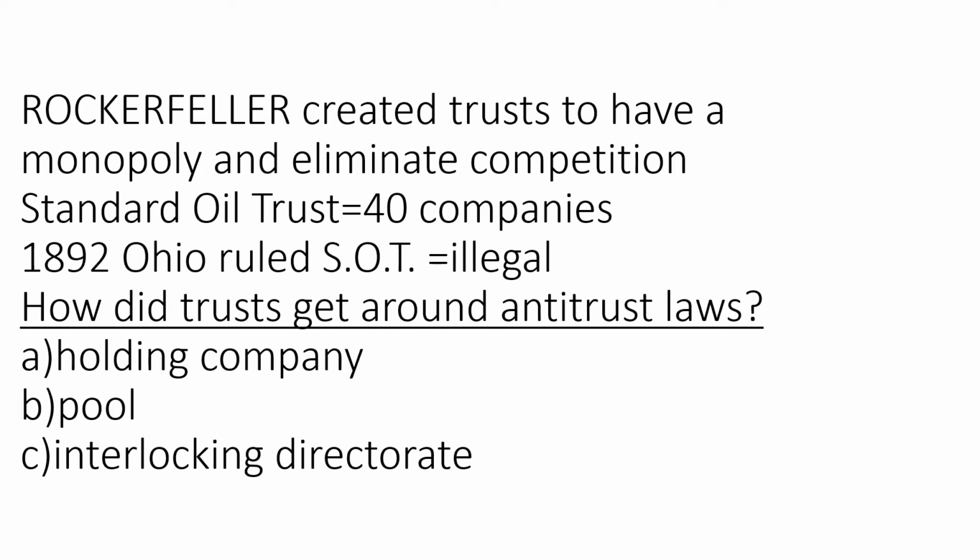curtailed competition. To get around the laws, Rockefeller created a holding company where stocks were held by a company that supposedly didn't own them. Pools divided up the state into areas where companies wouldn't compete with each other. And interlocking directorates were directors of one company who served on the board of others. So basically, these directors knew what was going on in each other's company and made sure the companies did not compete against each other, only against outside companies.